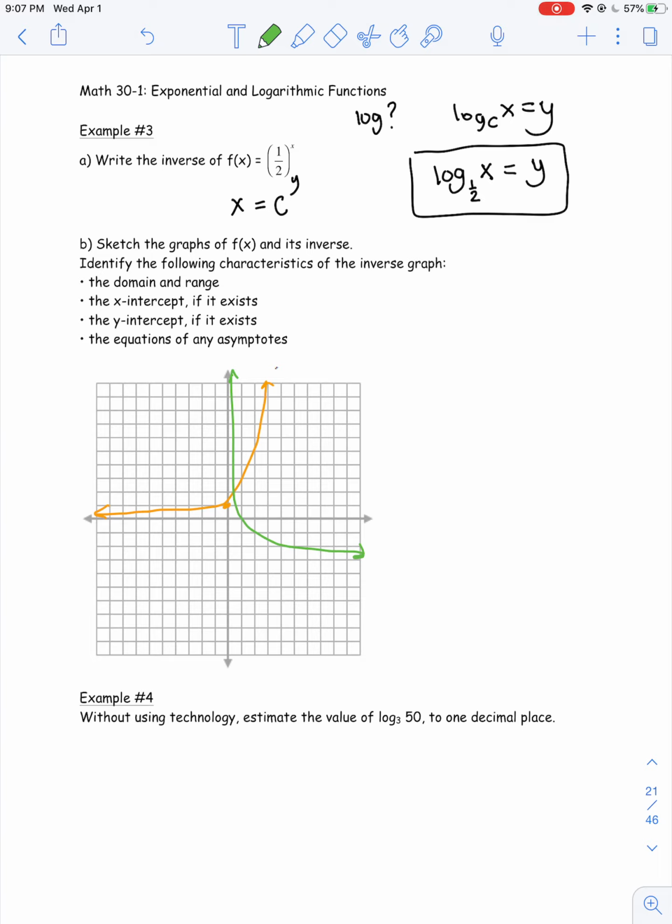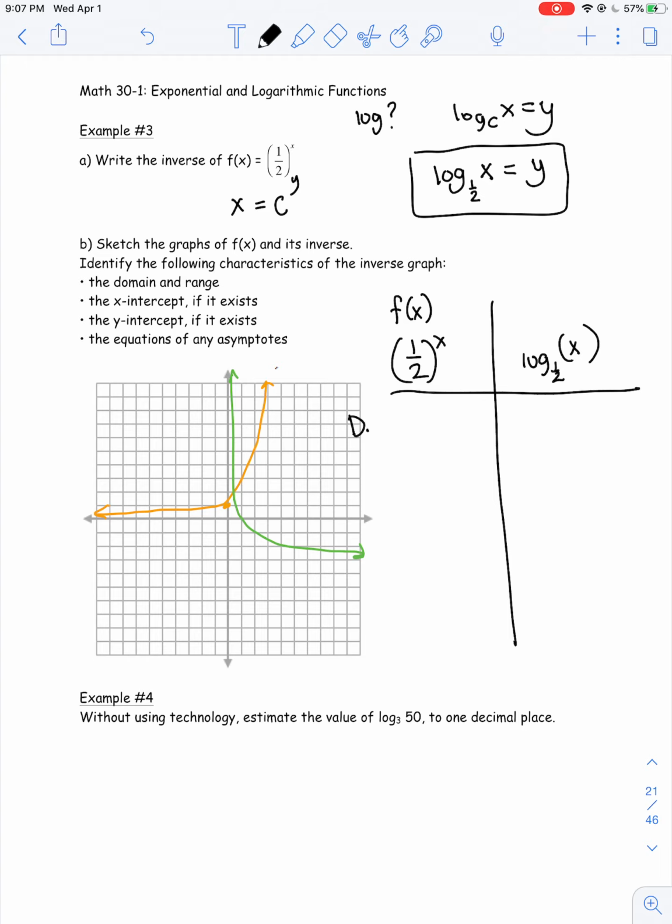So what we want to do is figure out the domain and range when we're comparing them. So let's talk about f of x versus its inverse. So f of x will be the graph of 1/2 to the power of x, and its inverse will be the log base 1/2 of x graph.